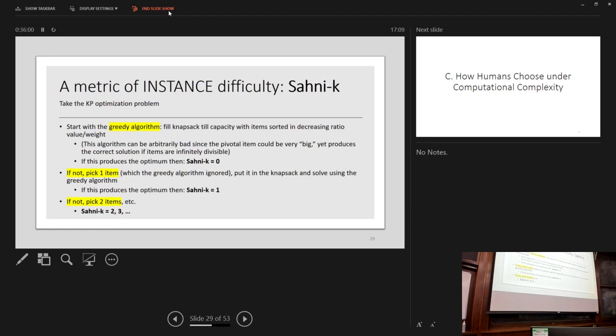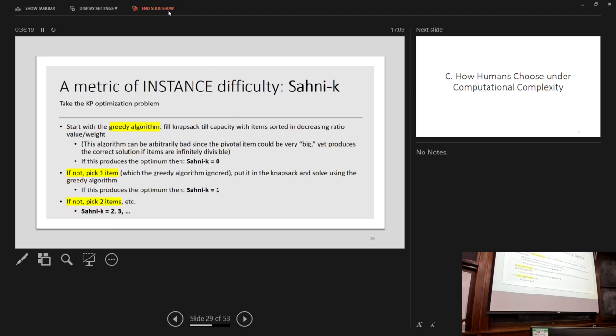So we start with the knapsack optimization problem. You need to fill the knapsack and try to find the maximum value. And you start with the greedy algorithm. What is the greedy algorithm? It's not the greedy algorithm that you know from TD learning or something like that, from reinforcement learning. Actually, this is the computer science version of it.